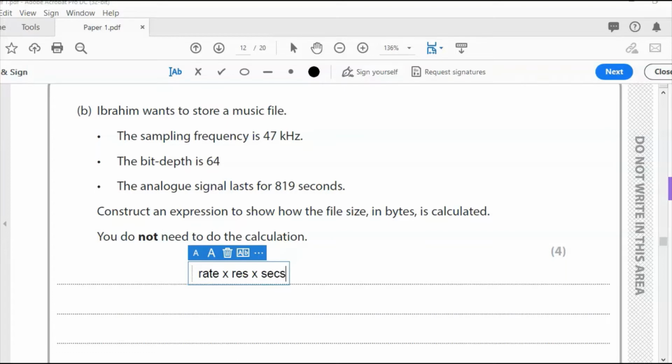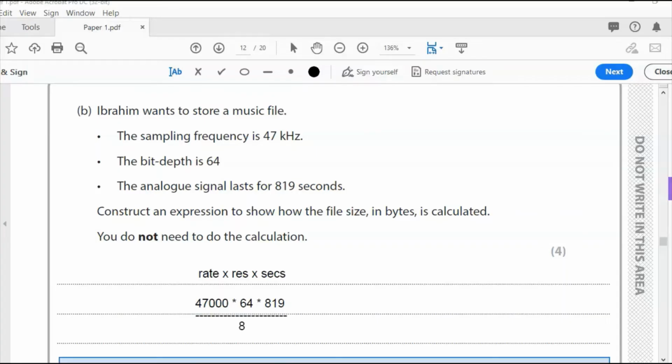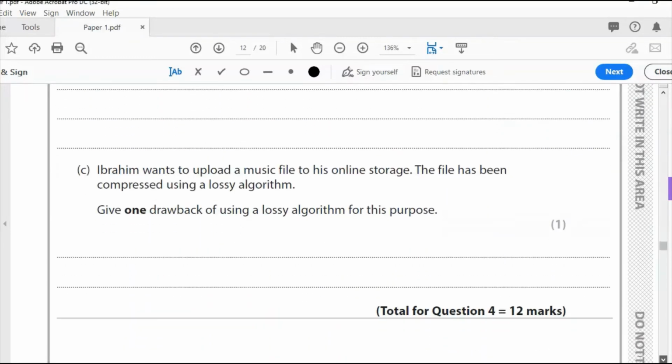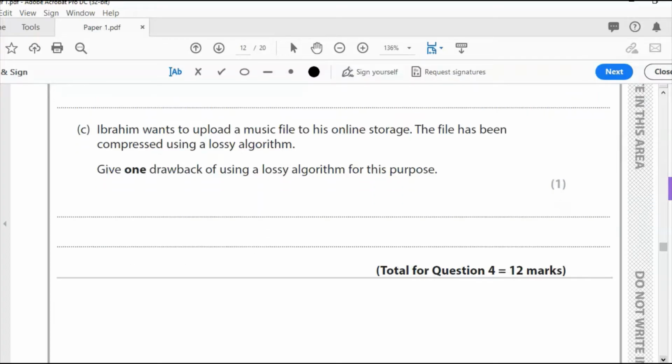So let's construct the expression now. If I use that rate times res times secs, I've got 47,000. So it's 47 kilohertz times 64, which is the resolution, times 819. Then what I need to do is divide that by 8 to get it into bytes. If it was into kilobytes, it would need to then divide it by 1024 again. So I divide the lot by 8, and that would give me the answer in bytes. Let's go and scroll down and look at C, and this completes question 4.